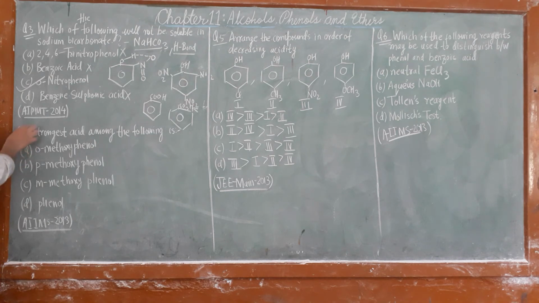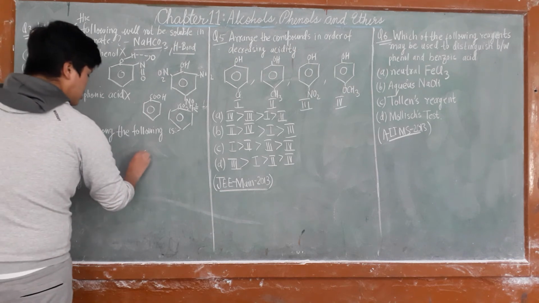Now fourth question, 2014 question, right? Now question number 4. Strongest acid among the following is. Now which of the following is the strongest acid? Now acid strength is due to some phenol network. So phenol structure expression.